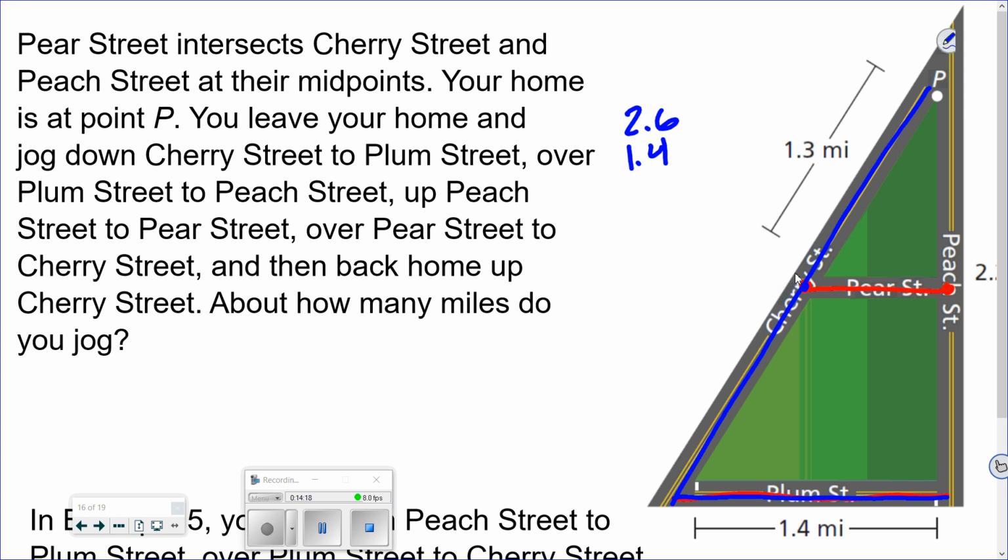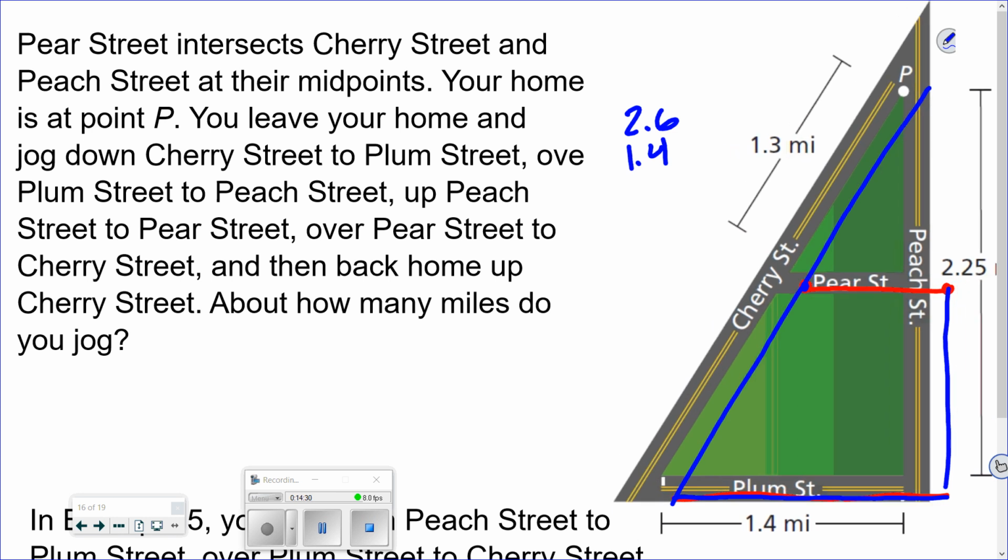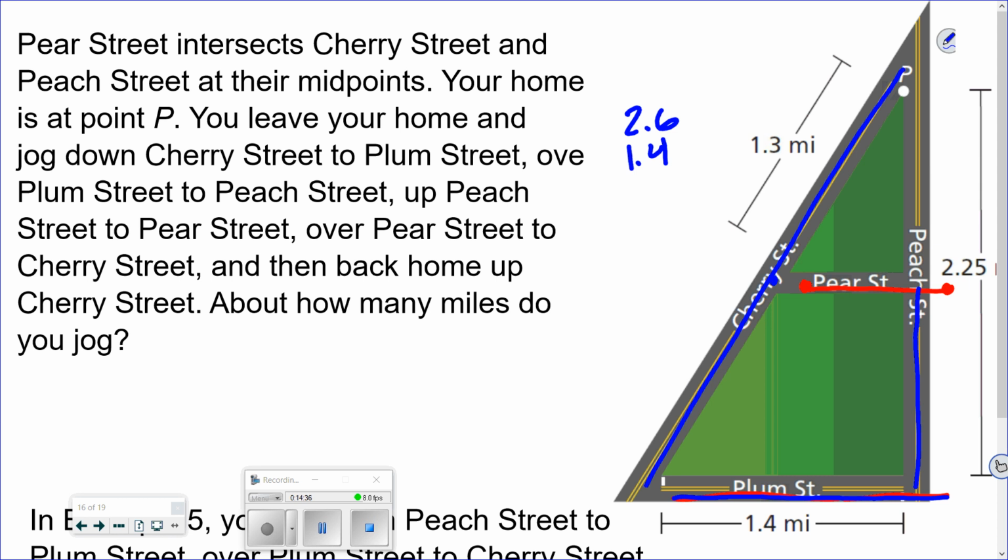Up Peach Street to Pear Street. So Peach Street to Pear Street. No, let me slide this over. It says the whole thing is, let me slide all this over, the whole thing is 2.25. Just adjust this so that's not left off the screen. So the whole thing is 2.25, but you're only going up to Pear Street, so we're going to take half of 2.25. So 2.25 divided by 2 comes out to be 1.125.